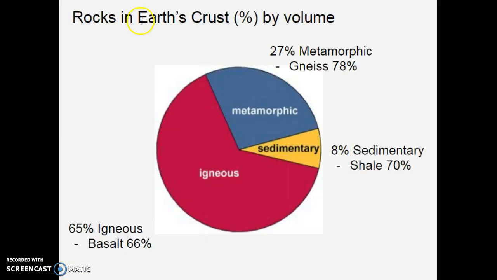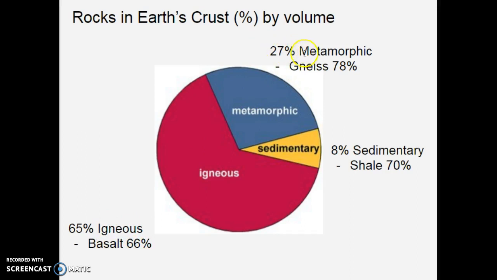Alright, moving on. The rocks in the Earth's crust are dominated by igneous rocks. About 65%, almost 2/3 of all rocks in the Earth's crust are igneous. And about 2/3 of those are basalt. So basalt by far is the most common igneous rock, the most common rock on Earth's surface.